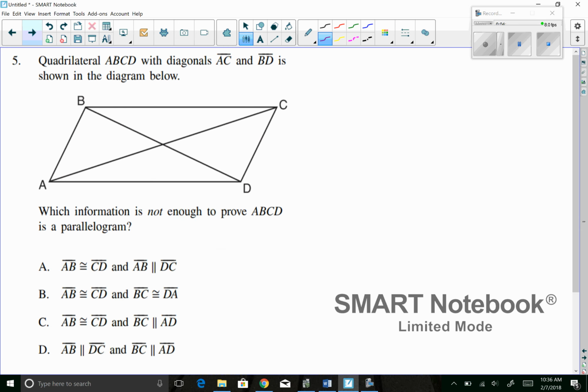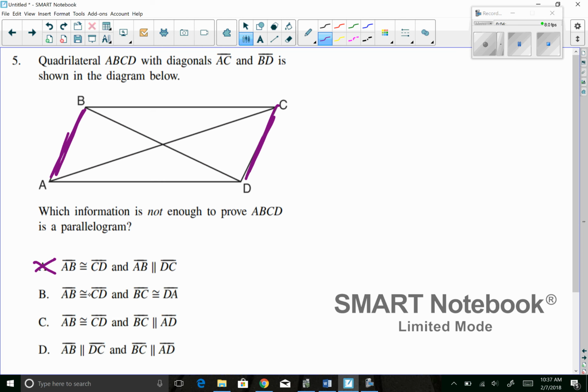Which is not enough to prove that the quadrilateral is a parallelogram. There are a couple different ways of proving a parallelogram. We had the 5 traits of a parallelogram, or if one set of sides was both congruent and parallel. So if I look at choice A, I see one set of sides, AB and CD, are both congruent and parallel. That does prove a parallelogram, so that's not my answer.